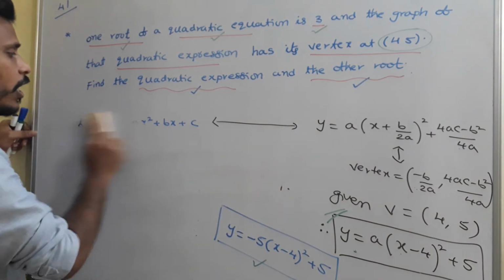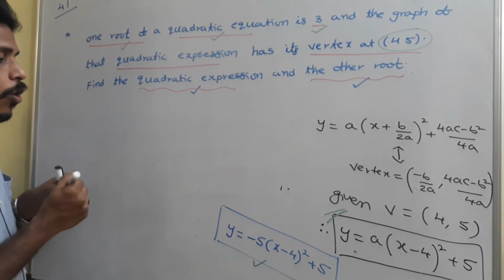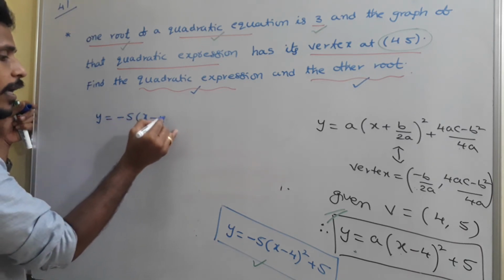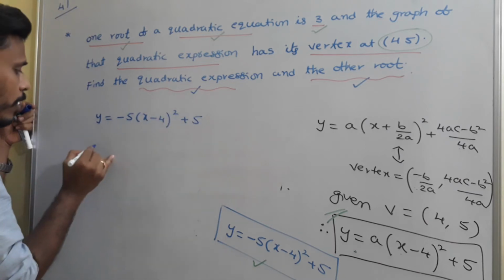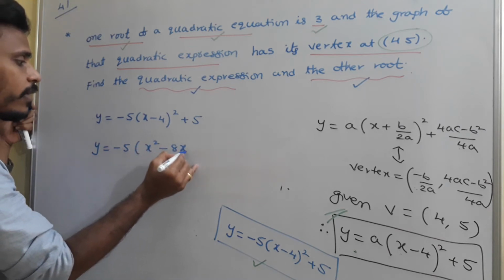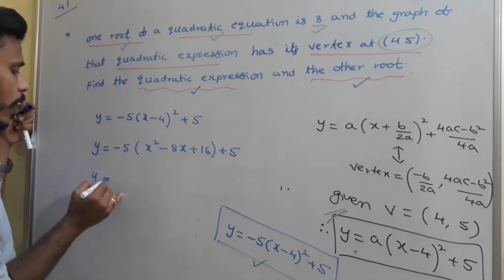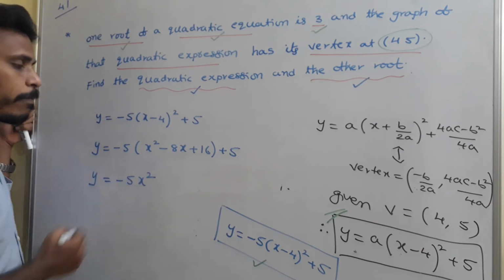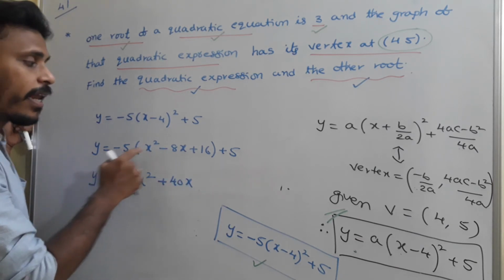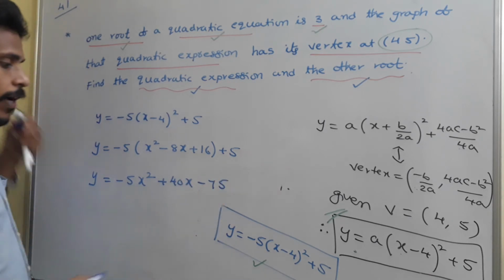At the end, with the complete analysis of the given conditions, we have the quadratic expression as y = −5(x − 4)² + 5. y = −5(x² − 8x + 16) + 5. Try to simplify. y = −5x² + 40x, and then −80 + 5 is −75.